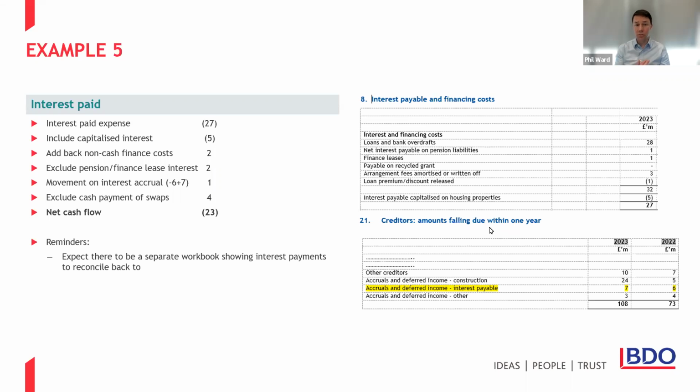Do remember to check any capitalized interest in relation to your stock balances, so properties for resale. That movement won't be part of your stock movement working capital balance. It'll be a financing cash flow, and you need to analyze it separately. You can then see we're adding back some non-cash finance costs. So we've got 2 there, and we've arrived at that, if you look at note 8, from some arrangement fees that have been amortized or written off, less loan premium that's been credited to the income statement. So that 3 less 1 is an add back of 2. We exclude any pension finance costs of 2.